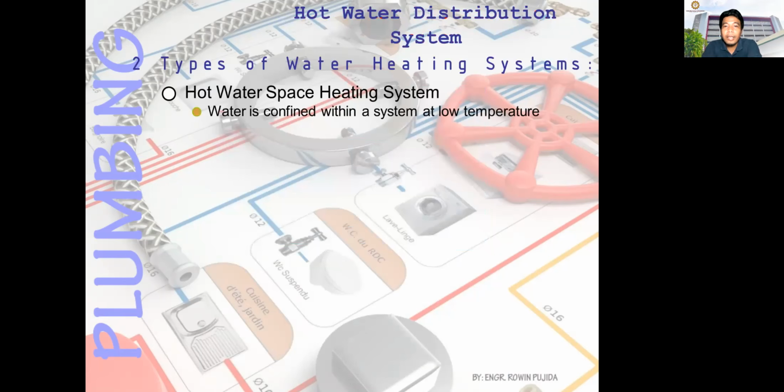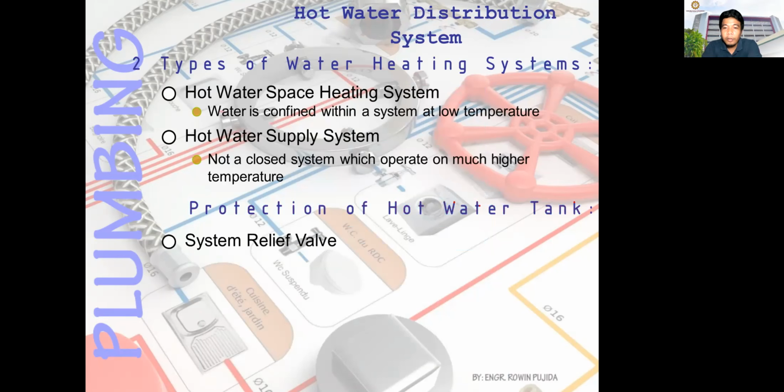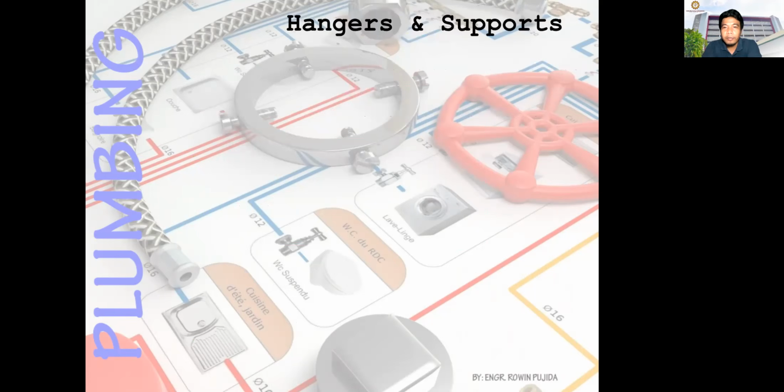And then you have the 2 types of water heating system: the hot water space heating system and the hot water supply system. And for protection of the hot water tank, you have the system relief valve used for the hot water space heating system, and then you have the temperature and pressure relief used for the hot water supply system. Next, we have hangers and supports.